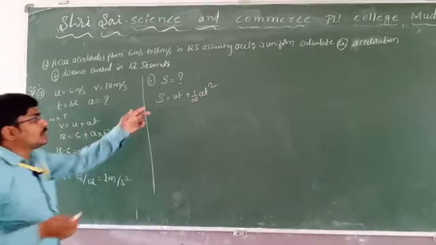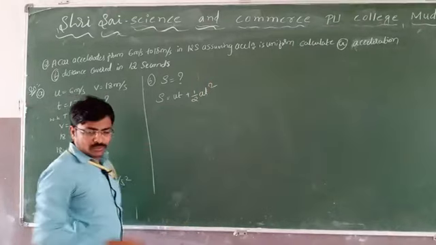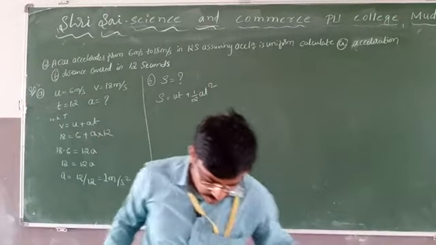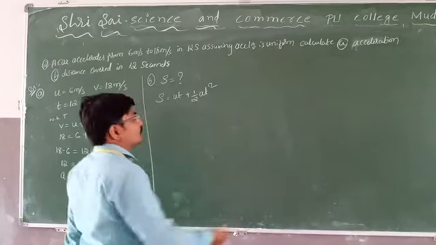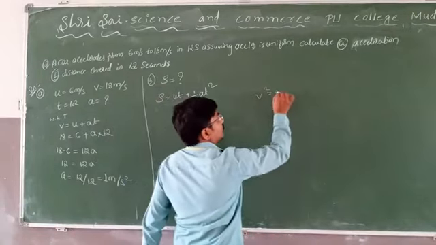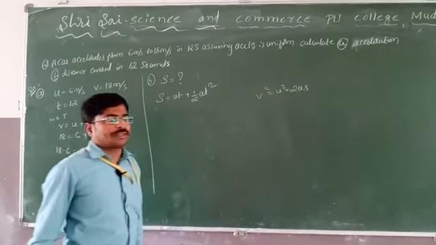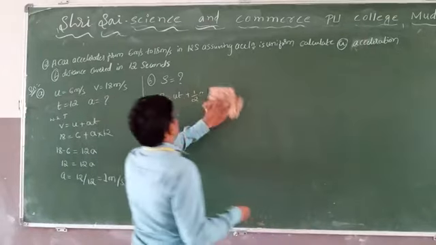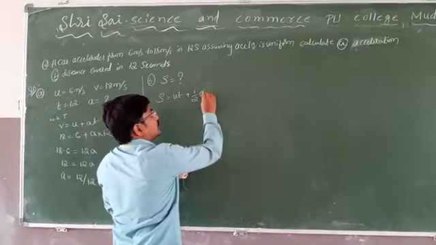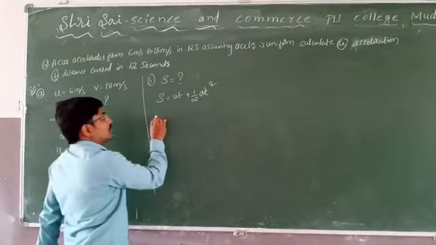You can use this one formula, or there is one more formula that you can use: V square is equal to U square plus 2AS. This also you can calculate. Better we will try this one. We will try this one only. We need S.